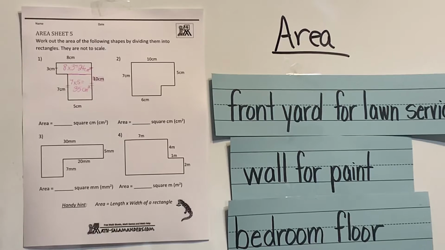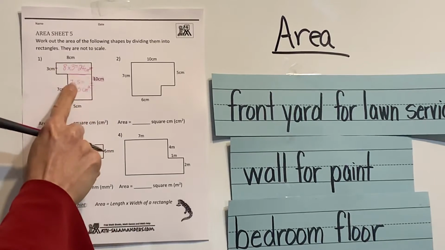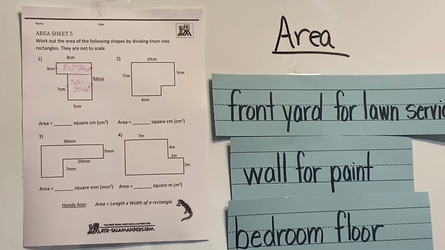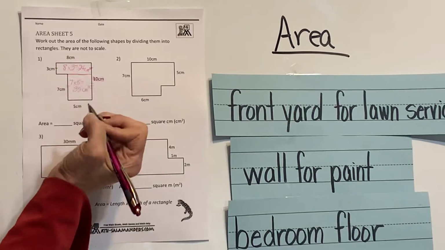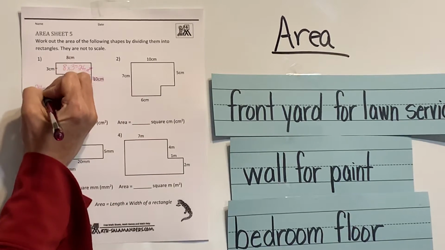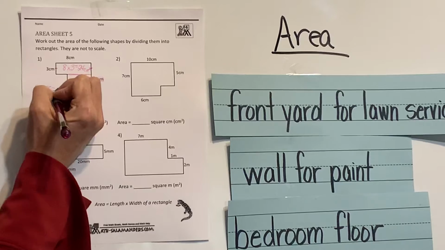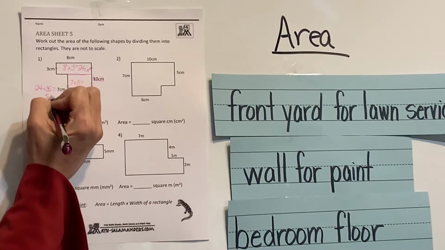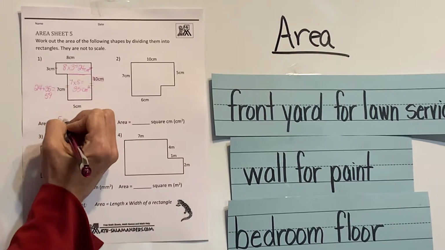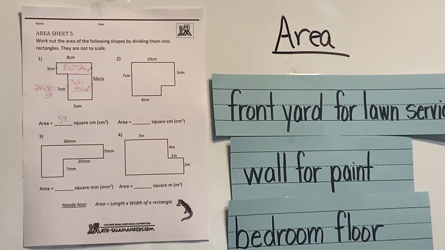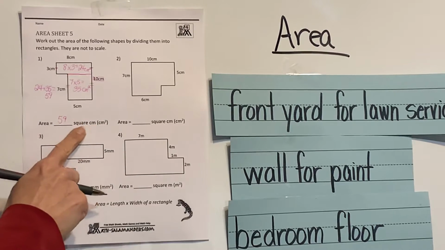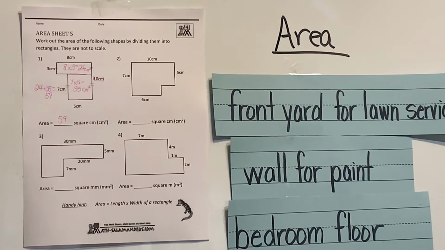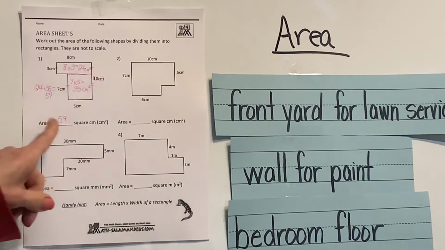All right, so now what I have to do is put the areas of both of these rectangles together. So I put 24 and 35 together, and I've got 59 centimeters squared, or square centimeters. Okay, so that's the answer to number 1.